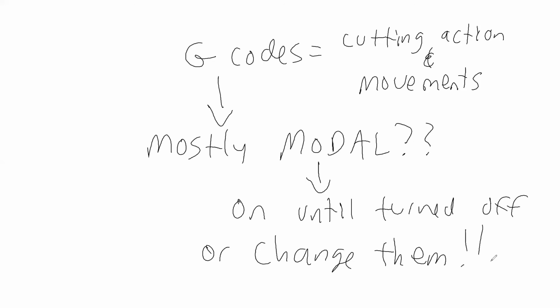Our G codes are cutting action and movements. They are mostly modal, and they are on until turned off or we change them. And I'll give an example of that now. Okay, so an example of how the G codes are modal is going to be like this. Say we want to mill a line from 0, 0 to 5, 0. Okay, we want to go across here with a nice feed rate, nice consistent cuts, and everything is all hunky-dory.